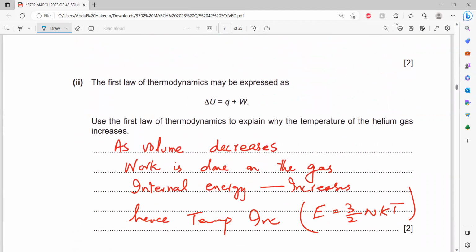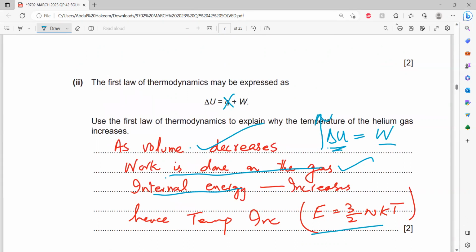Next, the first law of thermodynamics may be expressed as delta U equals Q plus W. Use the first law of thermodynamics to explain why the temperature of the helium gas increases. Look, this Q is 0. So the change in internal energy is exactly equal to the work done. As volume decreases, work is done on the gas. When work is done on the gas, the internal energy of the system increases, and internal energy is equal to total kinetic energy, which is 3/2 NkT. When the internal energy of the ideal gas increases, hence its temperature increases.